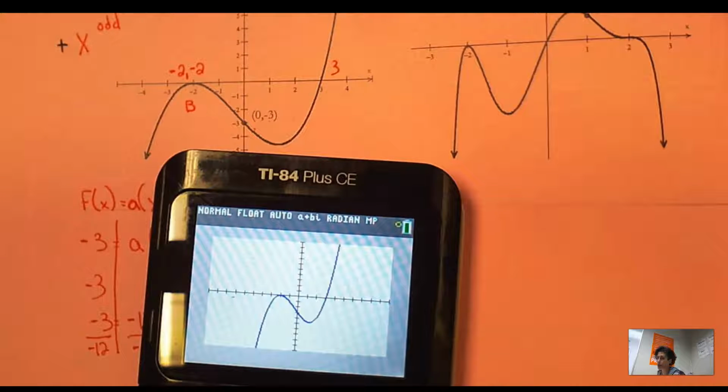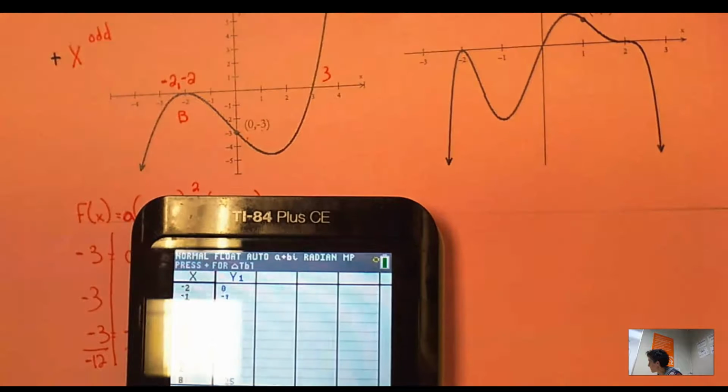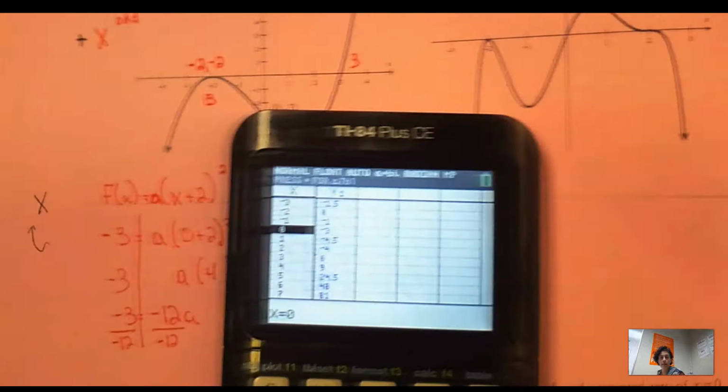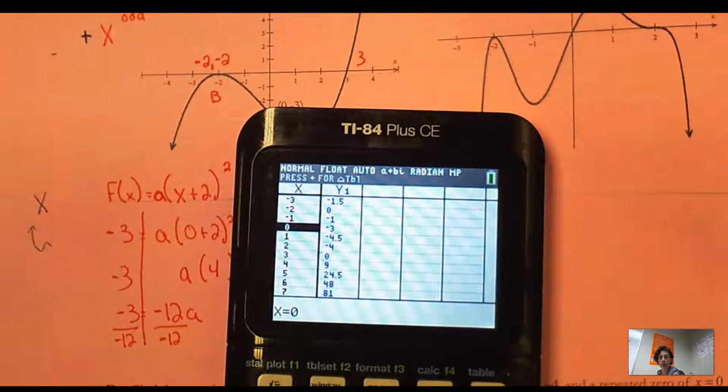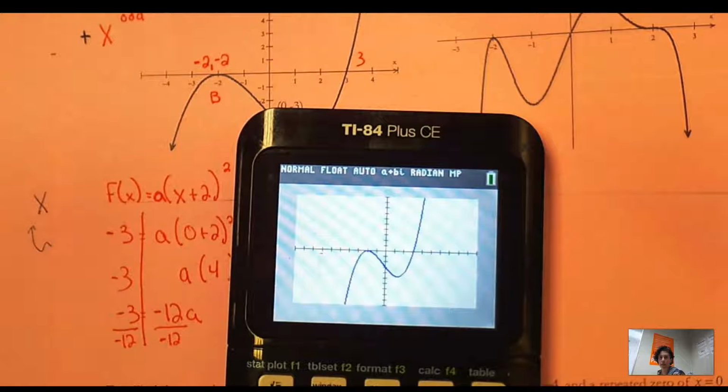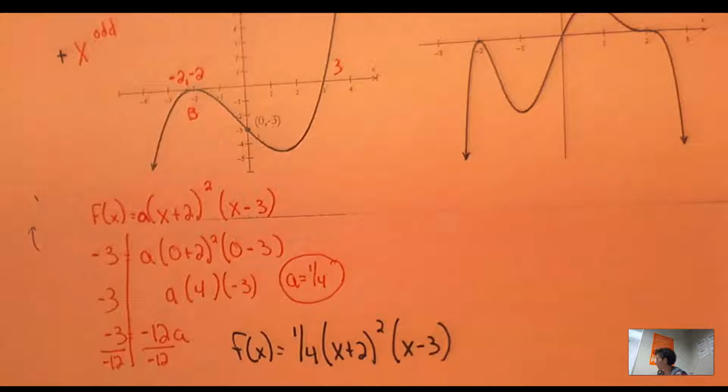Here's Zoom 6. I hope it does. Looks just like it. Or I could go to my table and just see, is -2 a 0? Yes. Is -3, whoops, you can't see that with that glare, a y-intercept? Yes. And this 3 is 0. But in this case, the picture's a good thing to look at. So I got my final equation in black. So let's go to the next one.